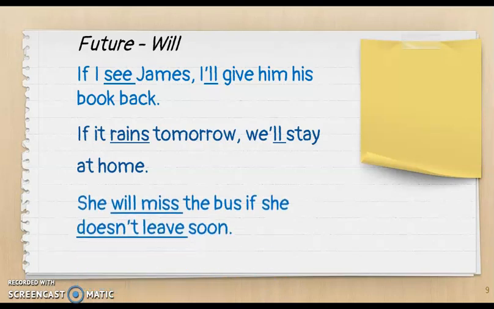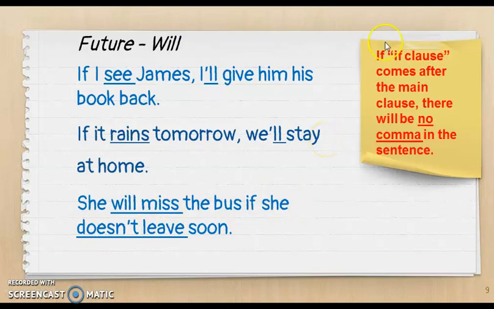Next, she will miss the bus if she doesn't leave soon. You notice that the main clause is placed in front of the if clause and there is no comma. So if the if clause comes after the main clause, there will be no comma in the sentence. But if the if clause comes before the main clause, you need to put a comma in between.